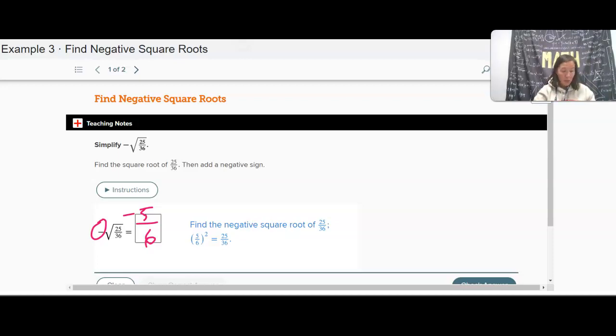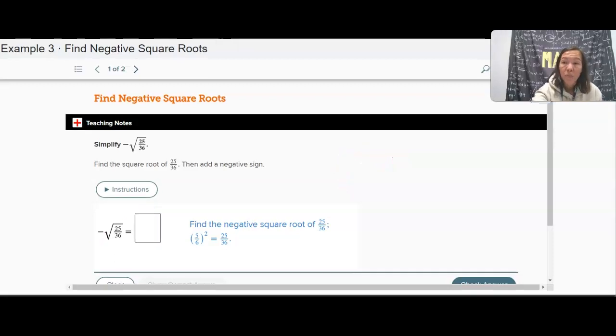So you guys do the check problem at the top of page 82. Take a second and do that. Negative square root of 49 over 64 is, I'll give you a second. If you wrote negative 7/8, then you are correct. Square root of 49 is 7, square root of 64 is 8.